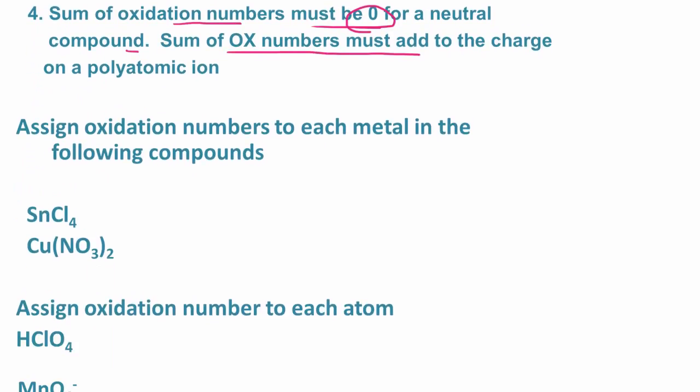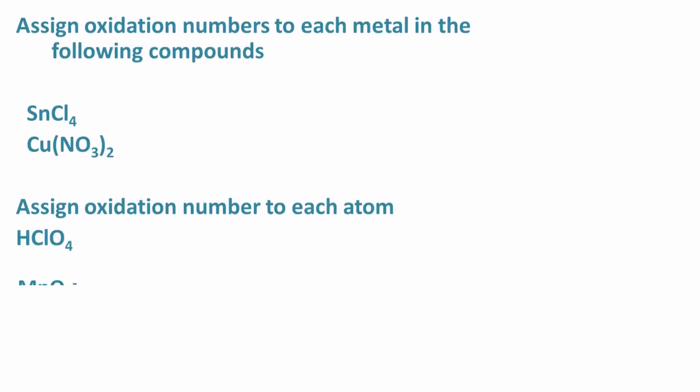Let's do a few examples. Here we're told to assign oxidation numbers to each metal in the following compounds. What do we know? This is an ionic compound, so the atoms have the same oxidation number as their charge. In this case, we have +4 for the tin and -1 for the chlorine. Here we have copper nitrate, and the copper has an oxidation number of +2. Again, it's just the charge on the ion.